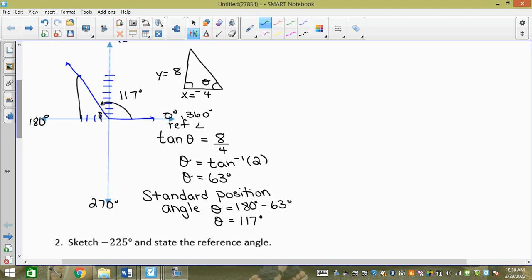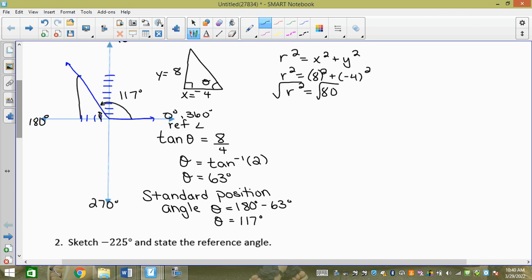Then what did I ask you to do? Give me the three primary trig ratios, which is sine, cos, and tan. Next year we're going to have secant, cosecant, and cotan. Okay. So, not too bad. So the first thing we're going to have to do is solve for the hypotenuse, which we call what now? R. So we're going to do R squared equals x squared plus y squared. R squared equals 8 squared plus negative 4 squared. R squared equals 64 plus 16, which is 80.